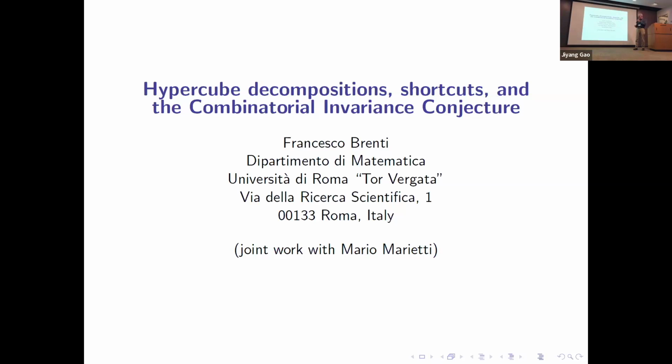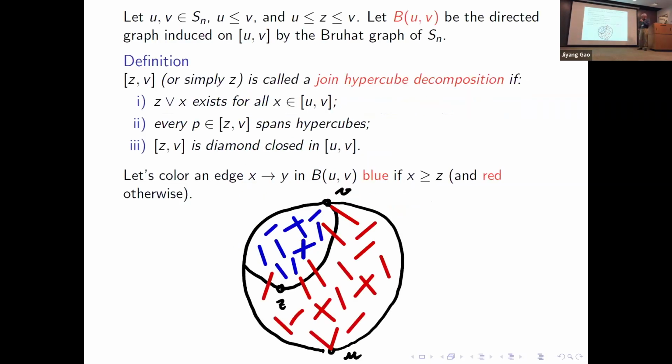In fact, I'm happy Mark introduced Kazhdan-Lusztig polynomials and also the R polynomials. If you say R instead of Kazhdan-Lusztig, it's exactly the same conjecture. So you take two permutations u, v in S_n, u less than or equal to v, where this is Bruhat ordering, and you take a z that is weakly between u and v.